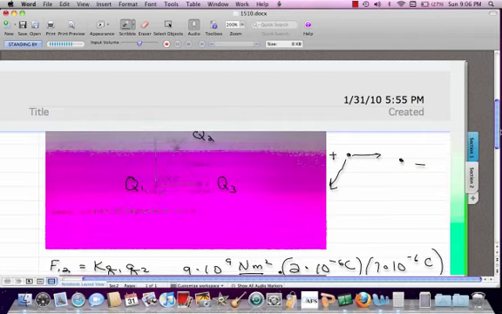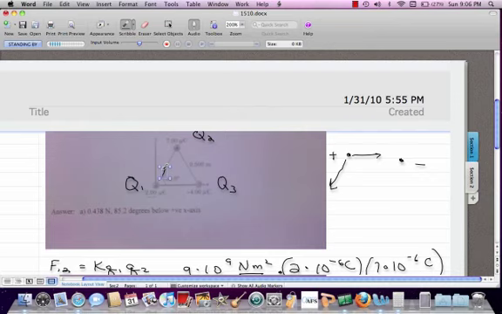That's the magnitude, or the length, of this vector right here. We're finding the length of the force, so the length of the force represents the magnitude of the force, or how big the force is due to that charge.